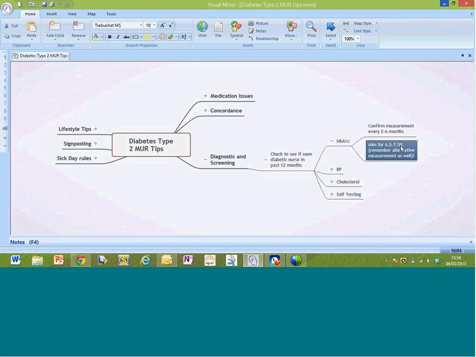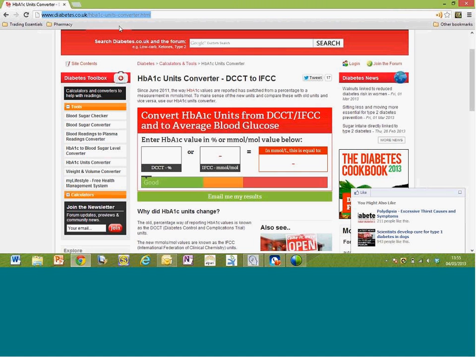And there's a level which is mentioned by the IFCC. Generally, most people are used to the percentages, but that has changed recently. In other words, you don't tend to use percentages anymore. And if you're confused, which I probably have confused you more than I hoped, you can use a calculator. You've got the web address here, diabetes.co.uk/HbA1c-units-converter. And what you can do is enter the reading.